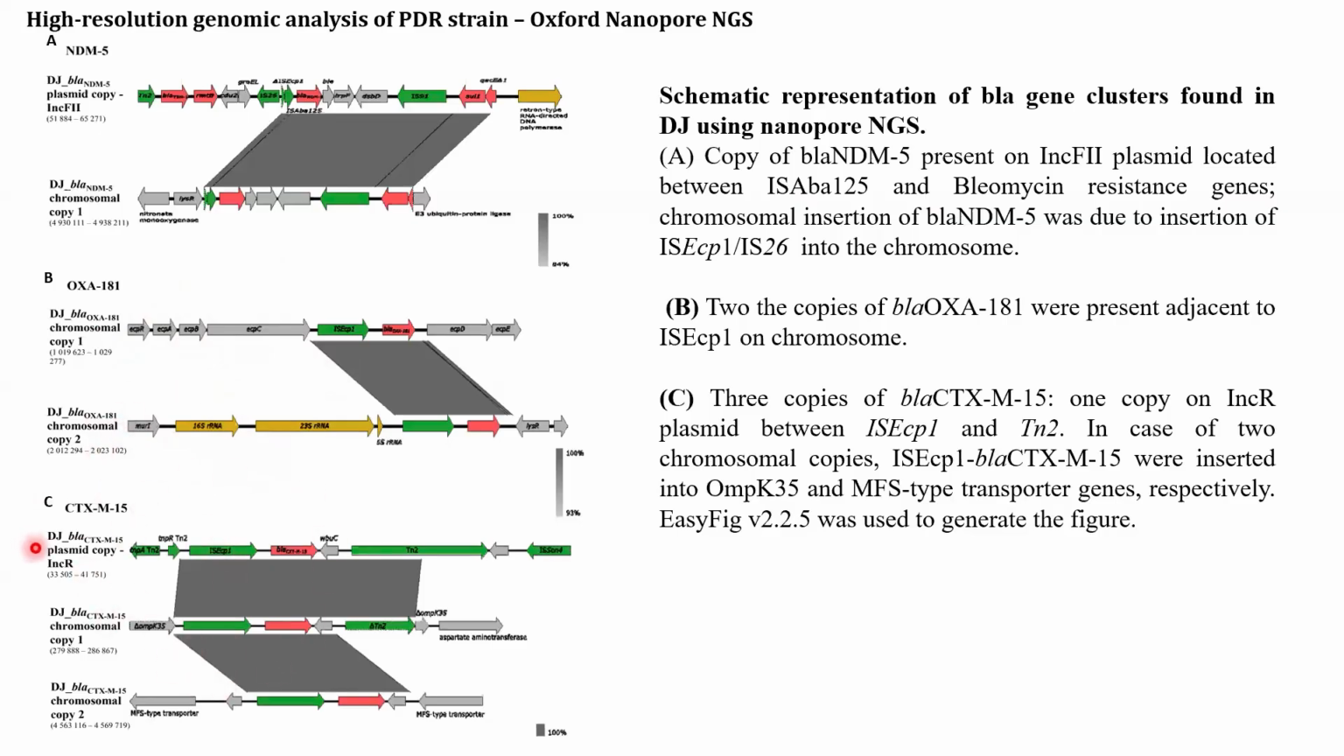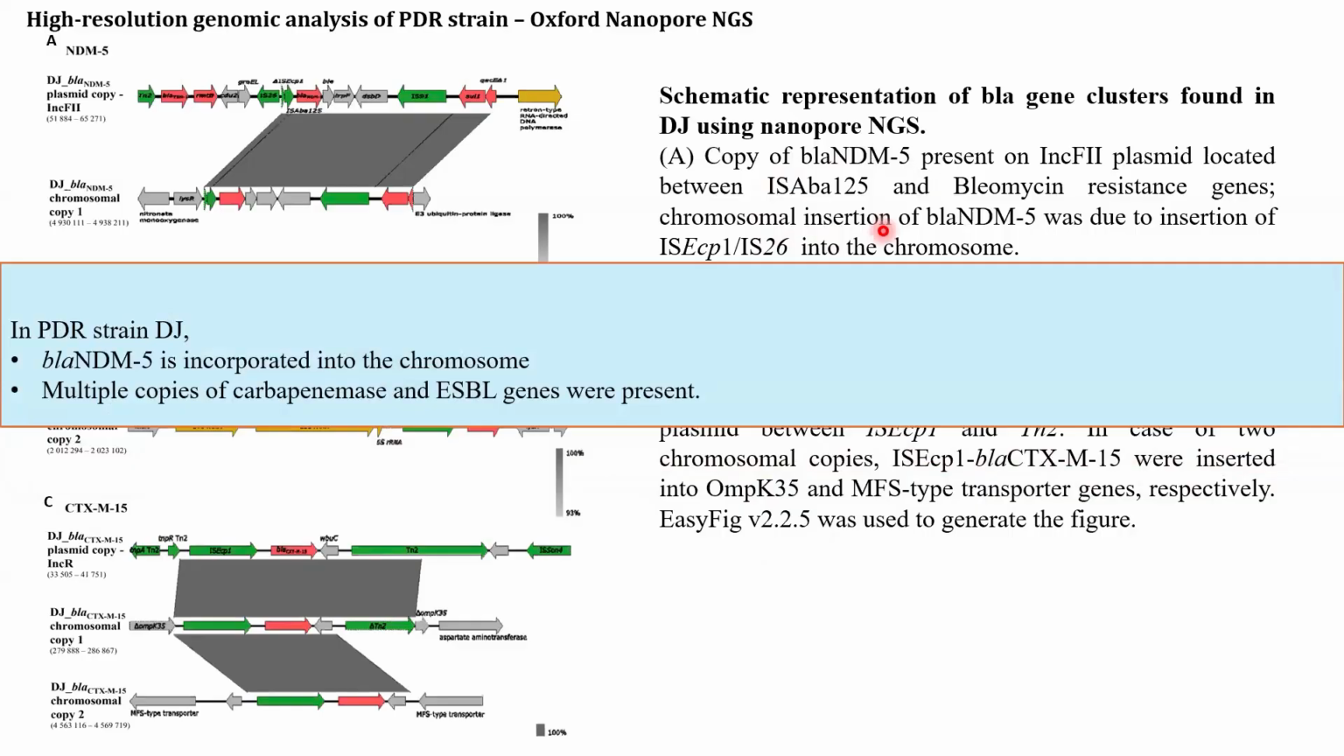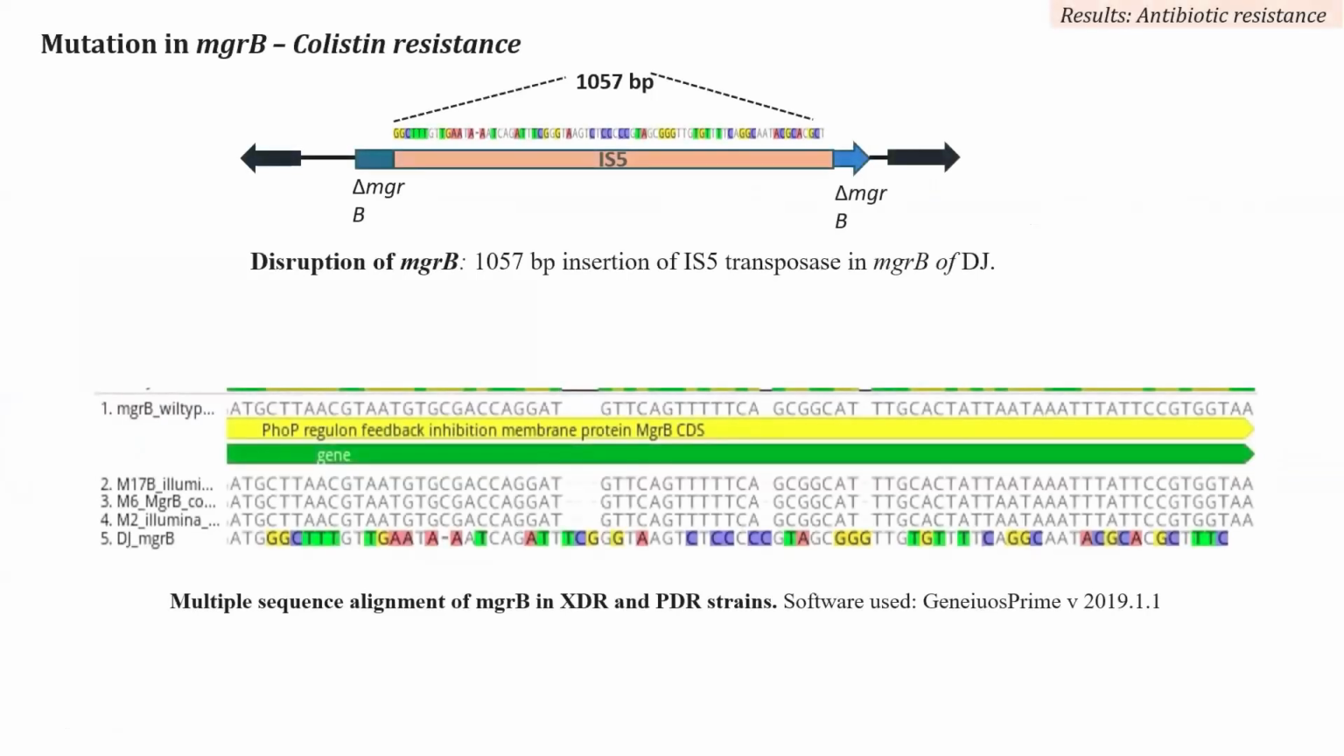And the third surprise we got was that CTX-M was in three copies. Two of the copies were on the chromosome, whereas one copy was on the plasmid. This information that we got using Oxford Nanopore was not found with the short read data. Again, we found all these insertion sequences and transposons that were not earlier reported, that we were able to report in our isolates. So this was something very unique, that NDM was on the chromosome, and there are multiple copies of carbapenemase and ESBLs in this one isolate that we got.